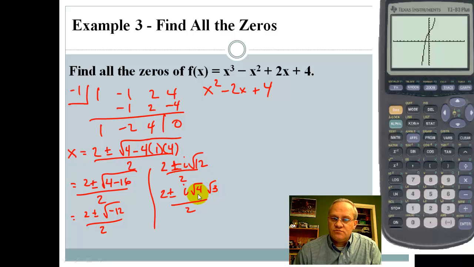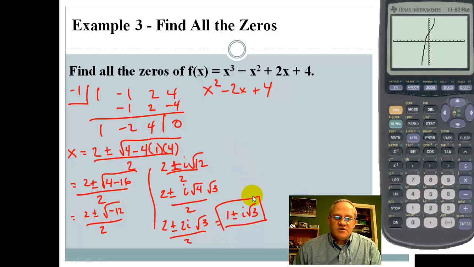Square root of 4 is 2. So this is going to be 2 plus or minus 2i square root of 3 all over 2. And then since both of these parts on both sides of the plus or minus, they both have a 2, each of those 2's can cancel out this 2 here. And so what we really end up with is 1 plus or minus i square root of 3.